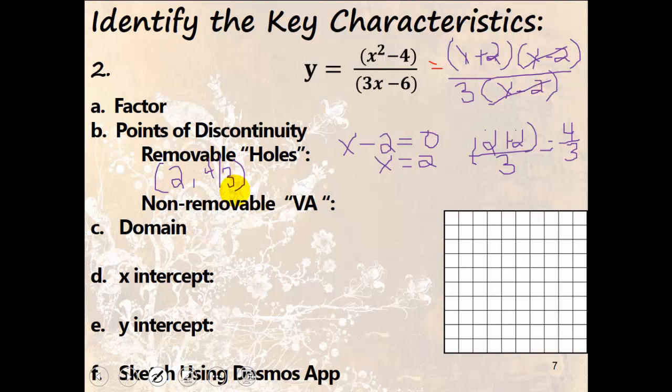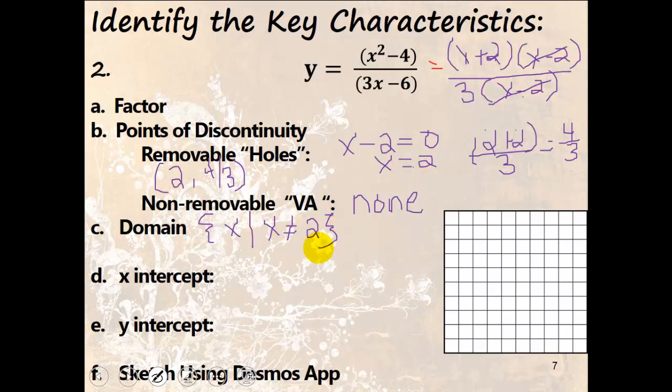The non-removables are caused by any factors in the denominator that can't be canceled. Do I have any of those? No. No vertical asymptotes. Okay? All right. My domain is any point that I have to exclude, whether it's a hole or a vertical asymptote. So I have all x's such that x cannot equal my hole, 2.